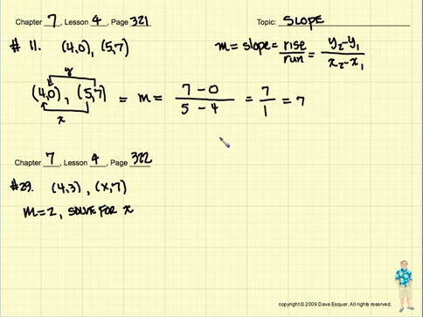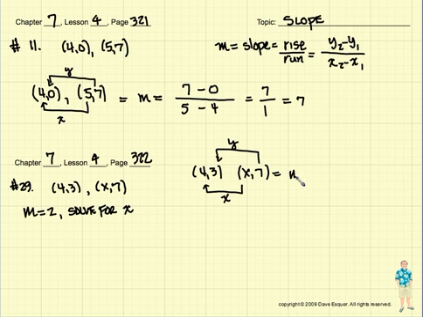Let's try this for problem number 29. The ordered pairs are 4, 3 and x, 7. They gave us the slope this time and they said solve for x. So here we go. Let's do the same thing. So we're going to do 4, 3. We're going to do x, 7. We're going to go y's on the top. X is on the bottom.